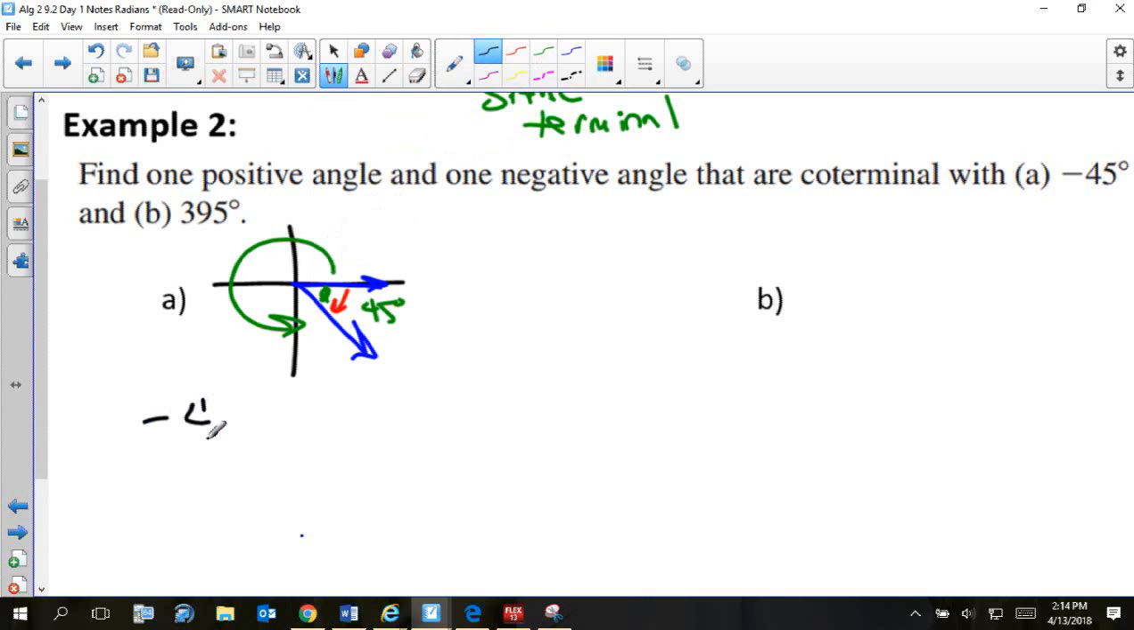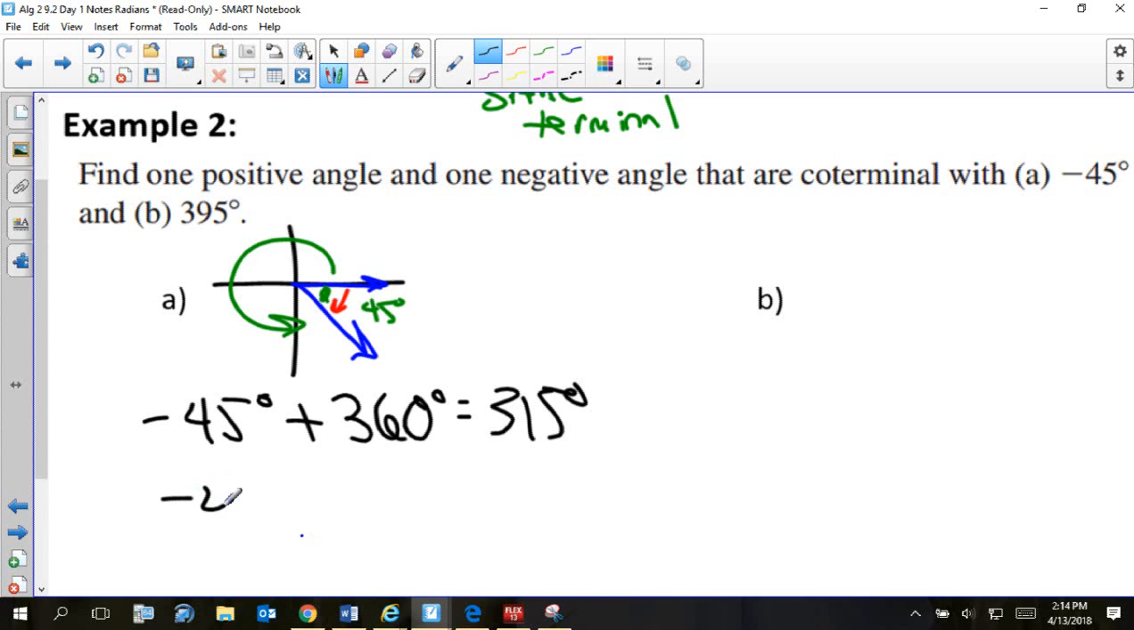315 is correct. And I can get that mathematically as well. You just take negative 45 degrees and you add 360 to it. So at negative 45, we go all the way around 360 degrees. We are now at 315 degrees. So if you add a multiple of 360, you'll get a coterminal angle. So now I need another one, but it needs to be a negative coterminal angle. So if I have negative 45 degrees, and I want a negative coterminal angle, I want one that ends up here, but it's negative.